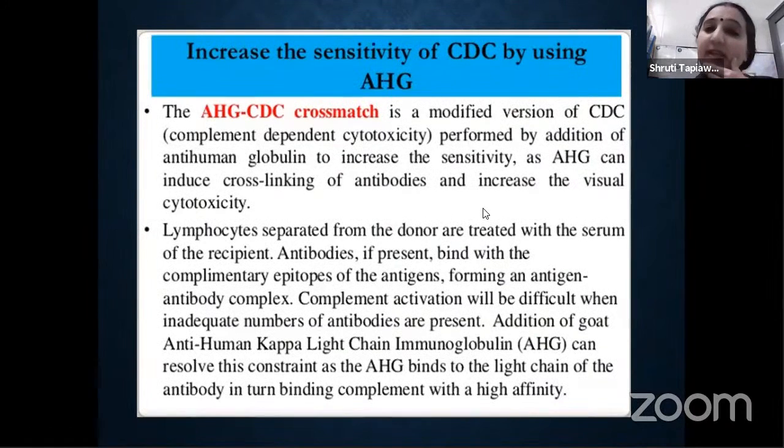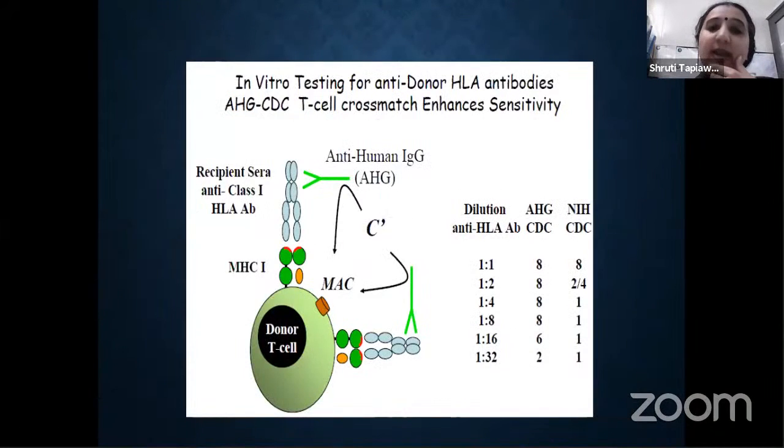The next step is the AHG addition. Now the anti-human globulin addition adds to the arms of FC. So if at all you want to increase the sensitivity of a CDC cross match, it is the AHG. If you see, the AHG cross match is positive at 1 in 16 dilution, whereas the normal NIH CDC is positive only till 1 in 2 dilutions. So it enhances the sensitivity of your T cell or B cell cross match.